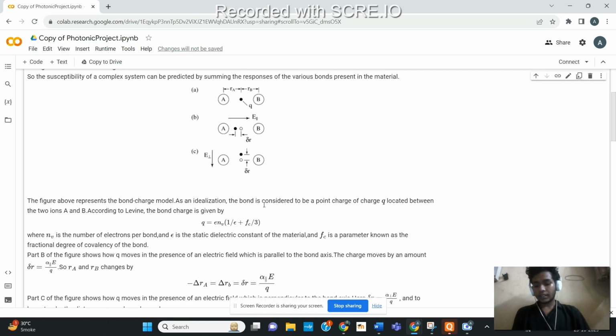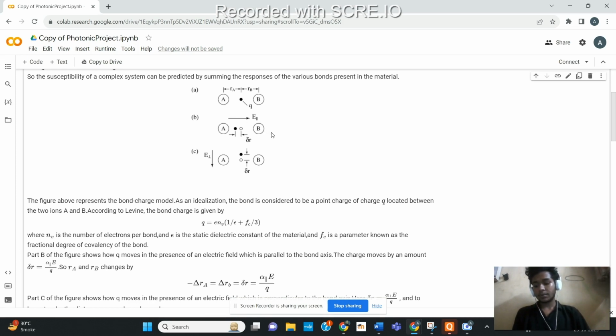According to Levine, the bond charge is given by Q = Nv(1/ε + Fc/3), where Nv is the number of electrons per bond, ε is the static dielectric constant of the material, and Fc is a parameter known as the fractional degree of covalency of the bond. Part B of the figure shows how Q moves in the presence of an electric field E which is parallel to the bond axis.